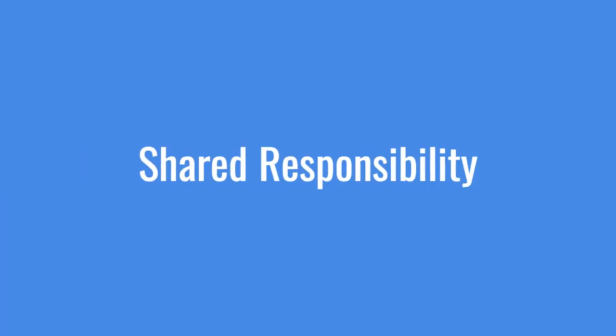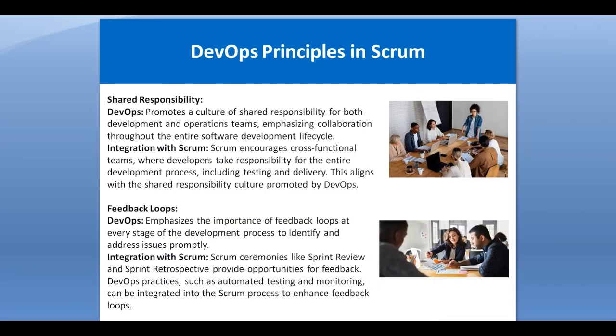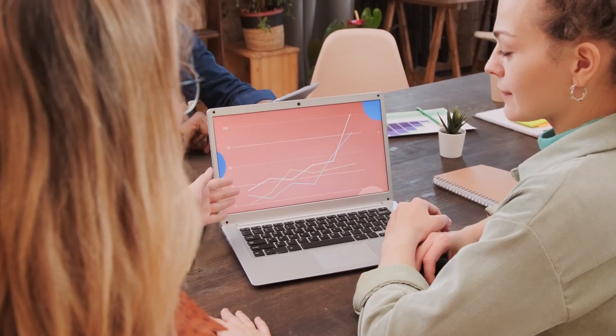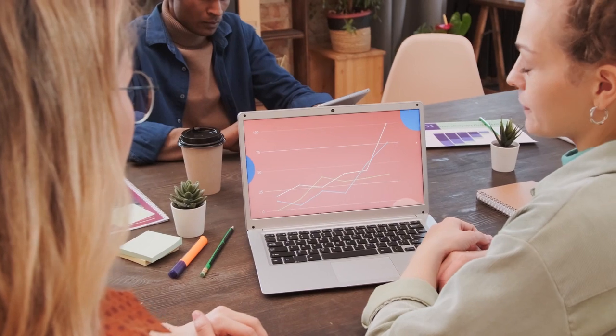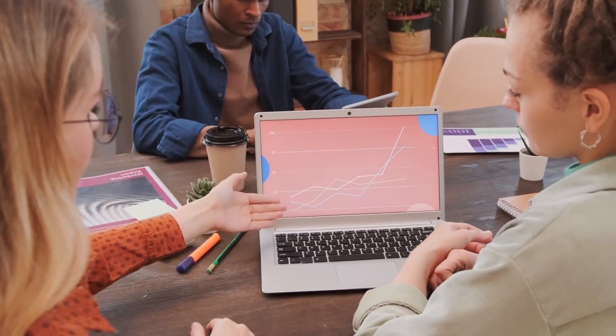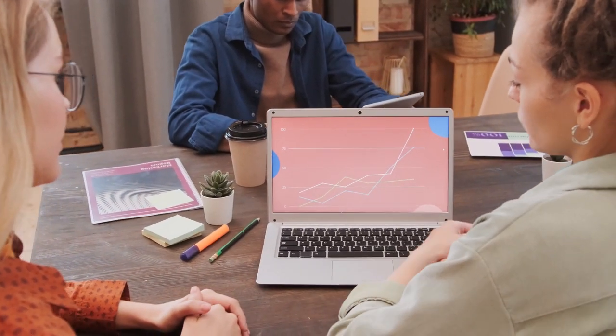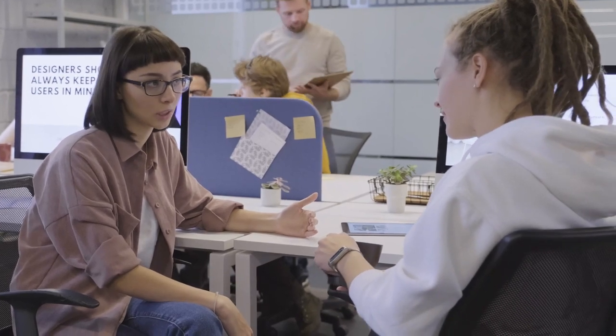Then the next is shared responsibility. DevOps promotes a culture of shared responsibility for the development and operations teams, emphasizing collaboration between both teams, and they both have the responsibility for the successful delivery of the project. Scrum encourages cross-functional teams where developers take responsibility for the entire development process, including testing and delivery. This aligns with the shared responsibility culture promoted by DevOps teams.